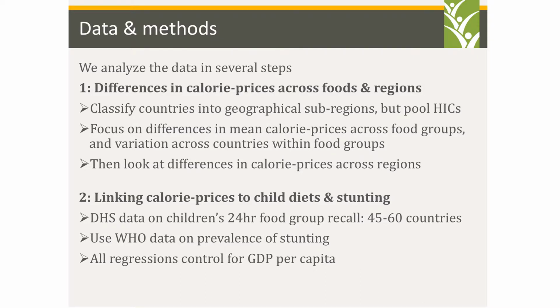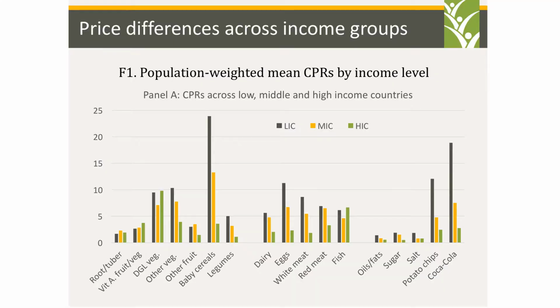So we analyze this data in several steps, but I think I'm actually going to skip through this and just go to the results, and we can ask questions later. So these are population-weighted measures of the prices relative to the cheapest cereals in low-income countries, middle-income countries, and high-income countries. So you can see there's a lot of variation across levels of development.